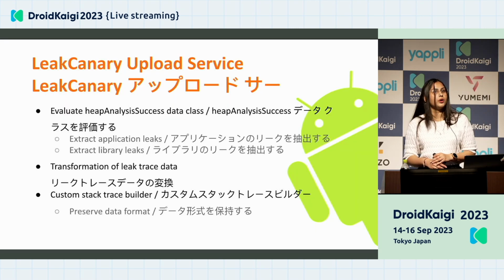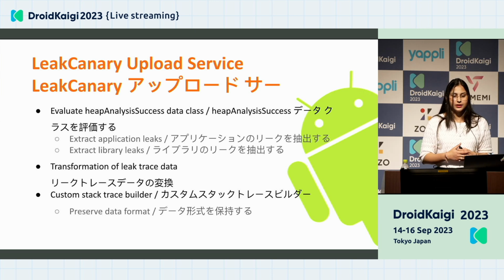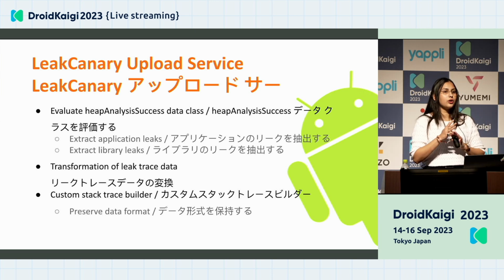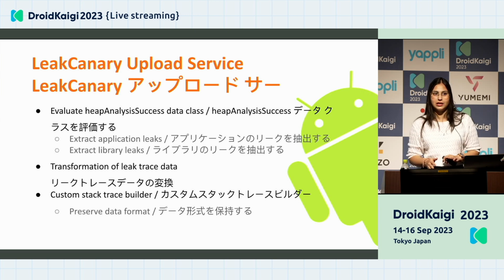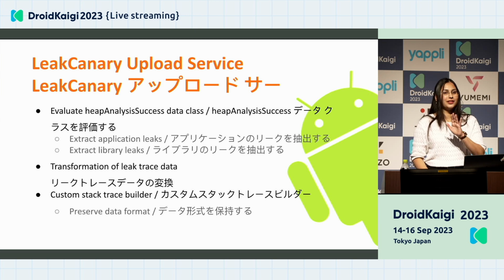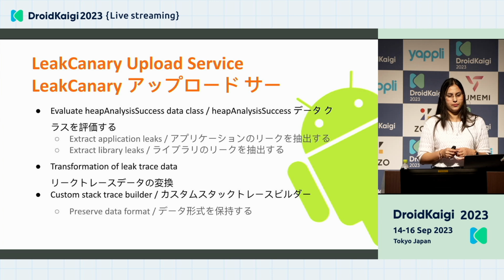Now the question comes, what is leak canary upload service? So in this service, we're going to do a proper extraction of the heap analysis success data class. We'll extract both the application leak information and the library leak information. Once you have the data, you can transform it the way you like, but make sure that you preserve the data format so that once you try to reread it again, you can actually read it, right? So maybe something about custom stack trace builder can help you over here.